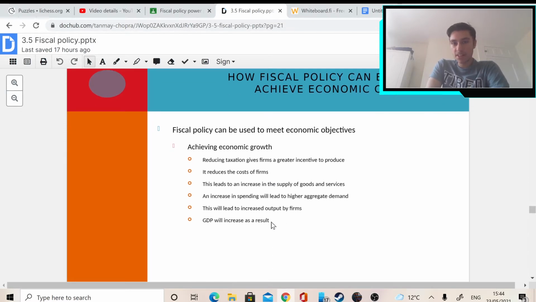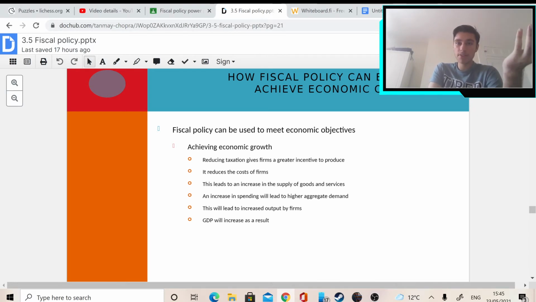Now the last objective they want to meet is economic growth. Again, I'll repeat the definition. It's when the value of our output, which is goods and services, increases over time. Reducing taxation gives firms a greater incentive to produce. It reduces the cost of firms. This leads to an increase in the supply of goods and services. An increase in spending will lead to higher aggregate demand, as we just saw. This will lead to increased output by firms. As there is increased output, GDP will rise.